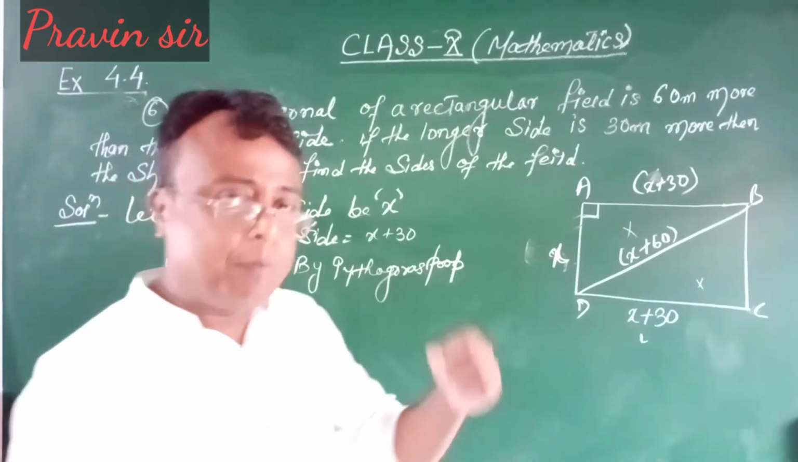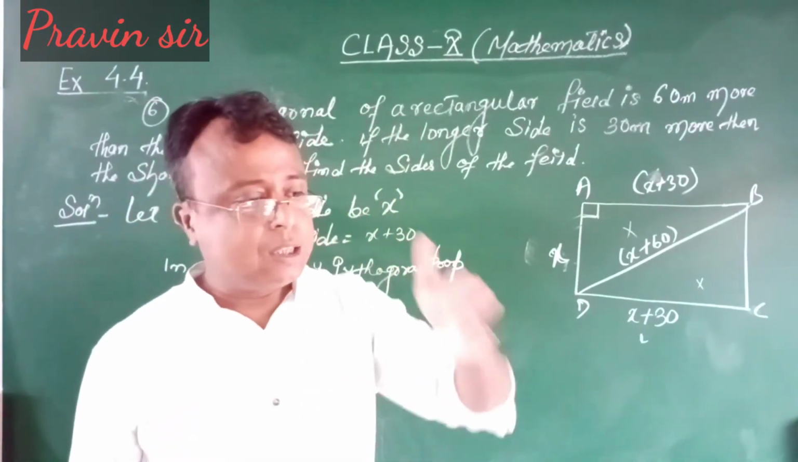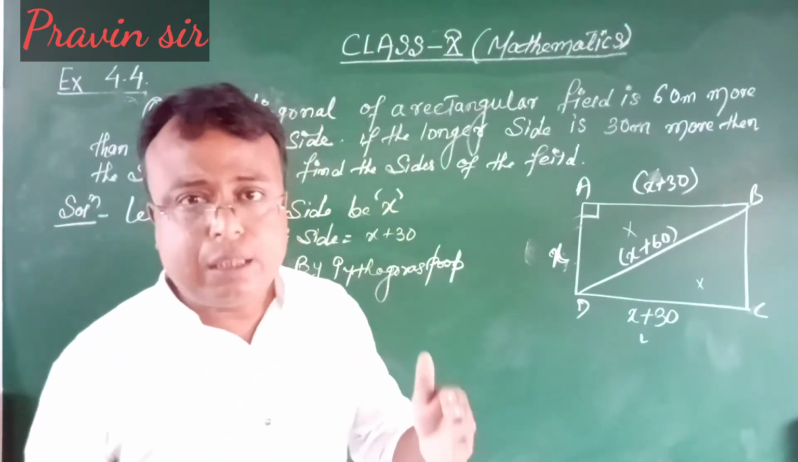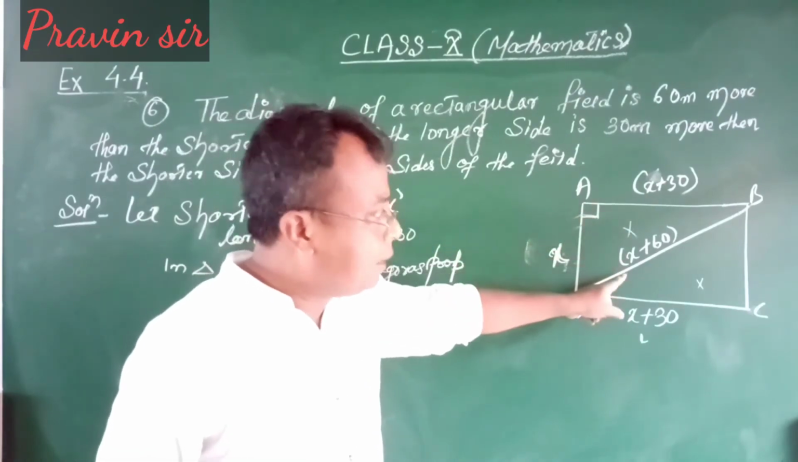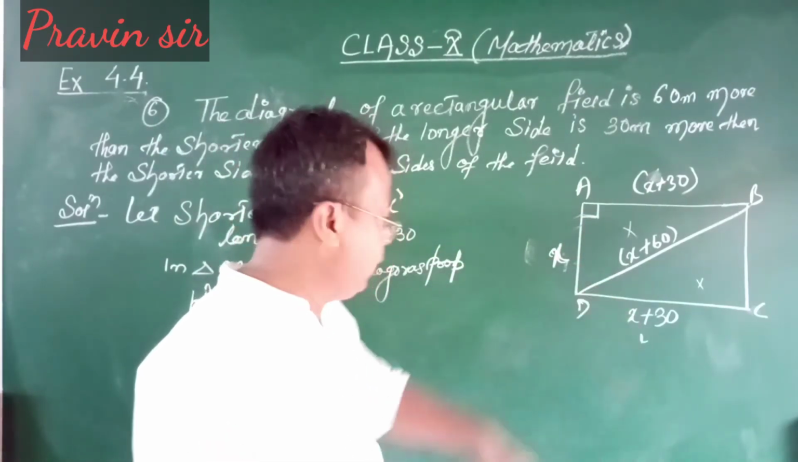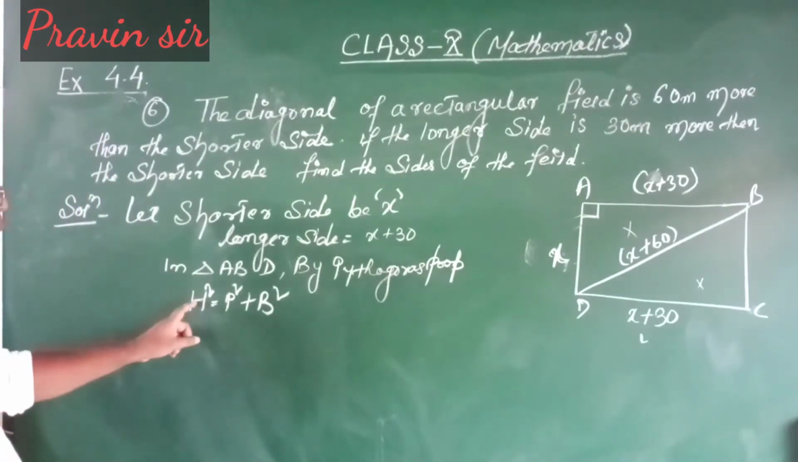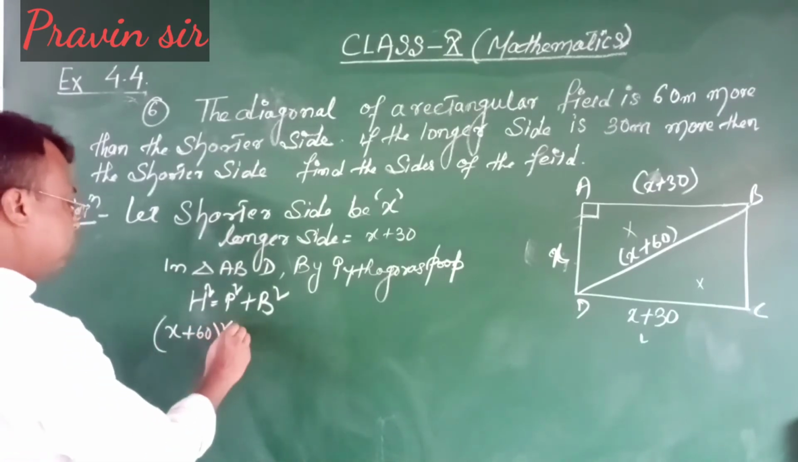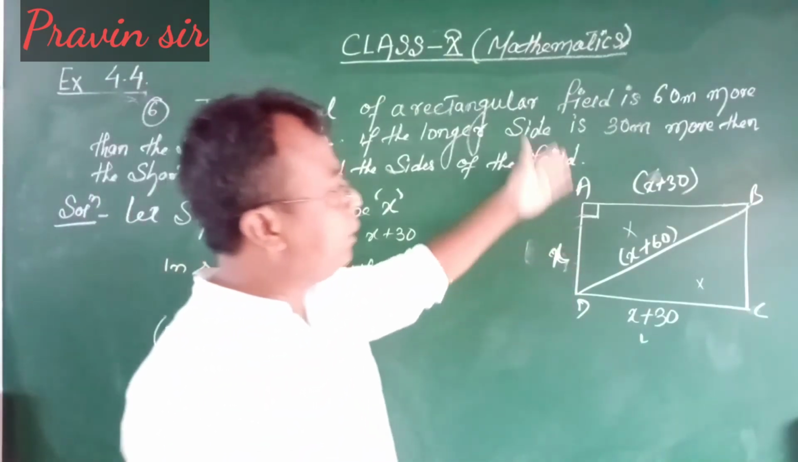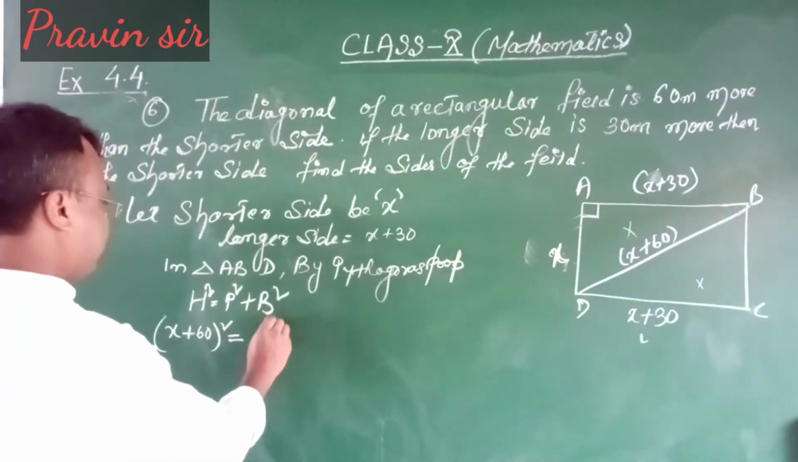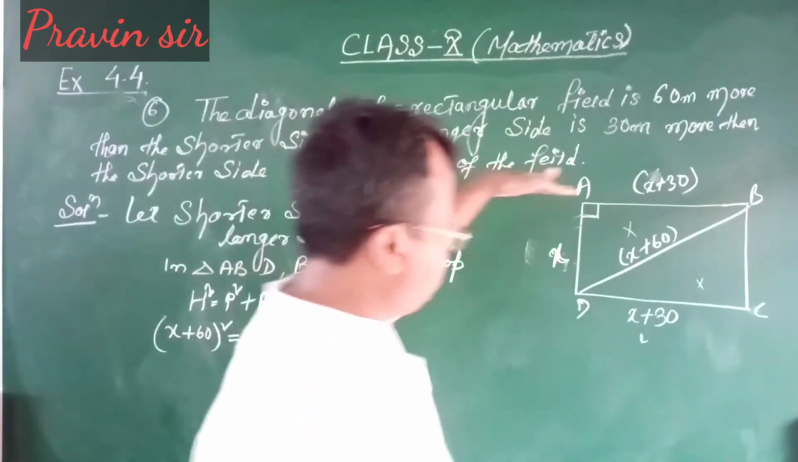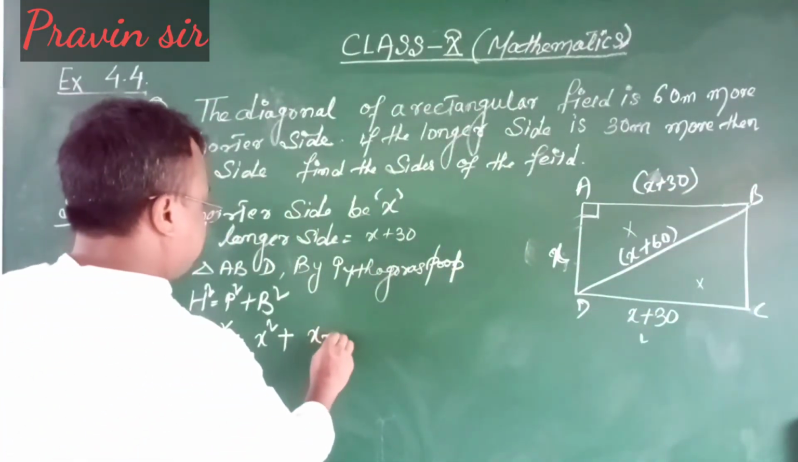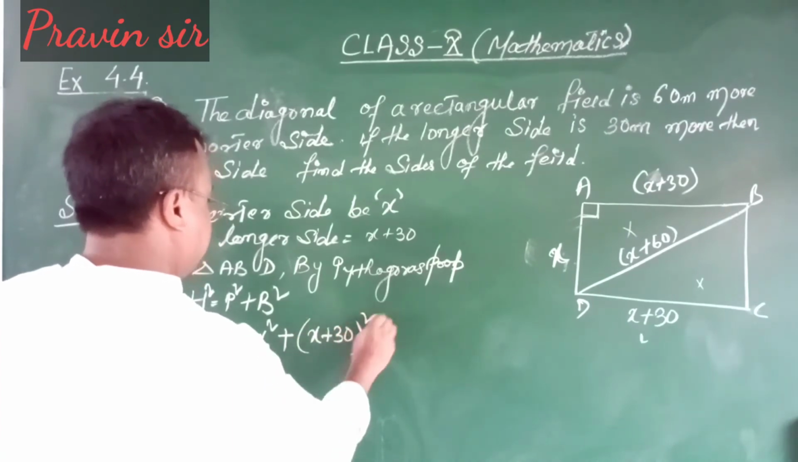How can we find the hypotenuse? The side just opposite to the 90 degree angle is the hypotenuse. So x plus 60 is the hypotenuse. In place of hypotenuse, what can we write? x plus 60 whole square is equal to perpendicular square, you can take x square, plus base square, you can take this one, so x plus 30 whole square.